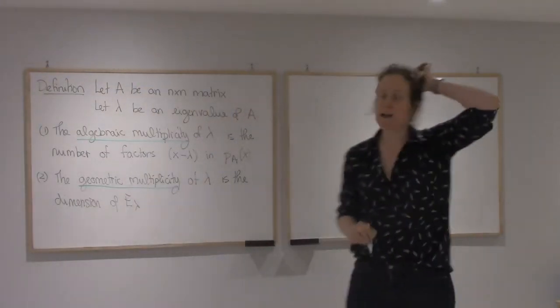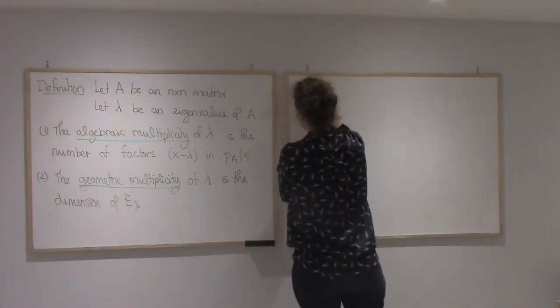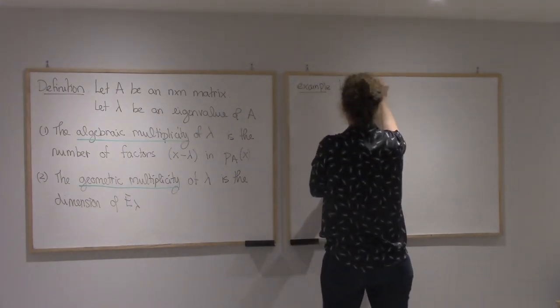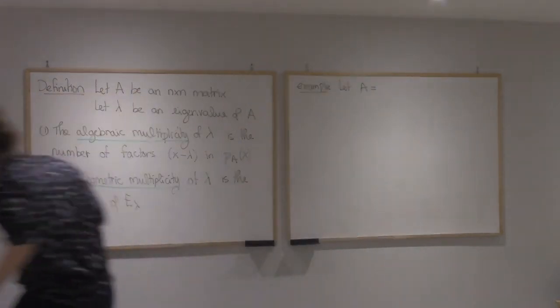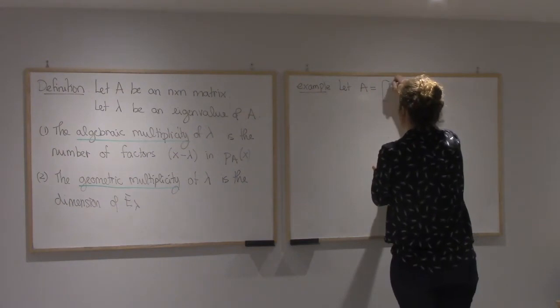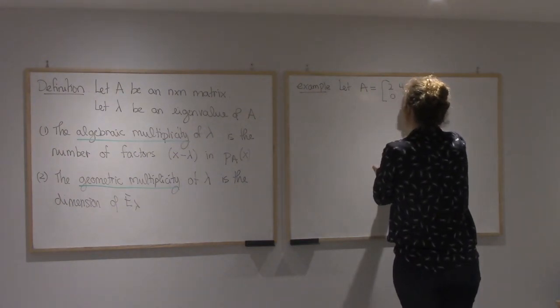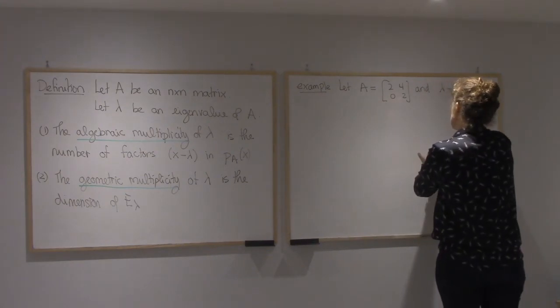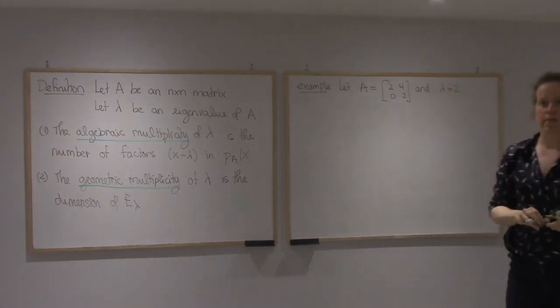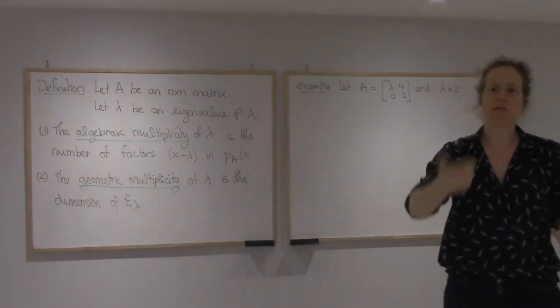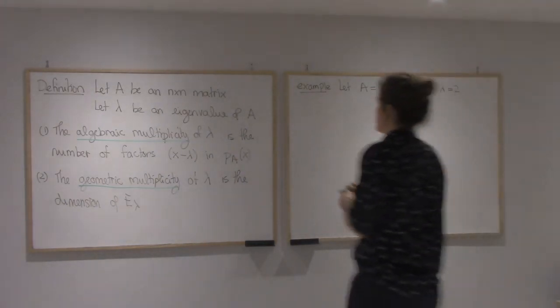All right, so let's try an example. Let me make sure I take the same examples you guys have. So [[2, 4], [0, 2]], and lambda equals 2. Let's find the algebraic multiplicity first, and then we'll find the geometric one.